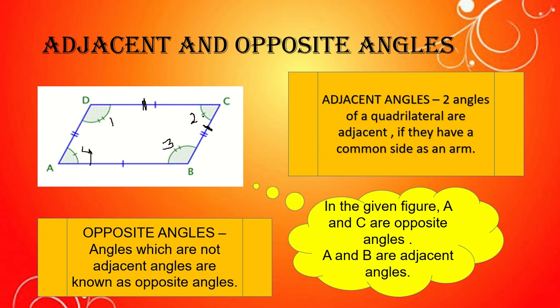In the given figure, A and C are opposite angles. You can give the name like this. A and C both are opposite to each other. Both are opposite angles. And A and B, as we were saying 3 and 4, A and B, or you can write angle 3 and 4, are adjacent to each other.